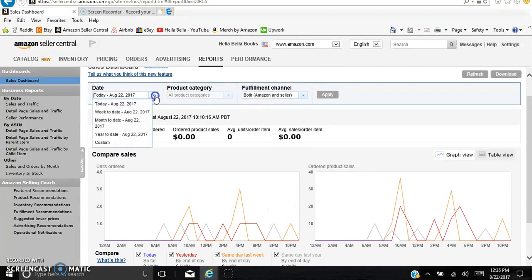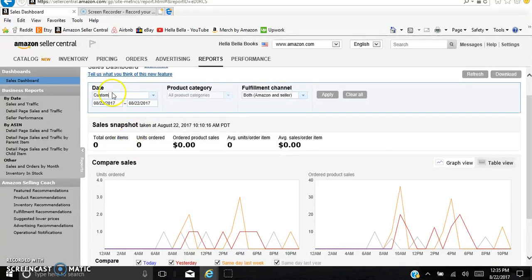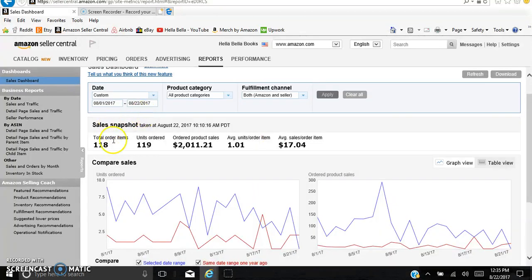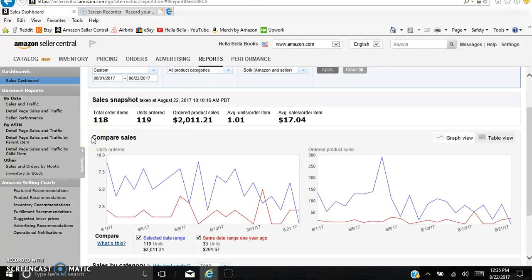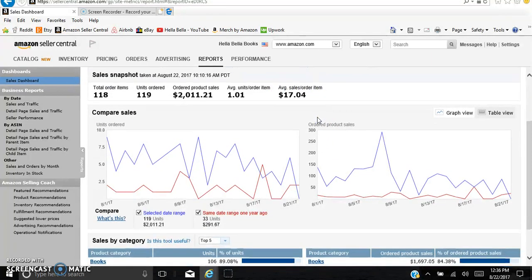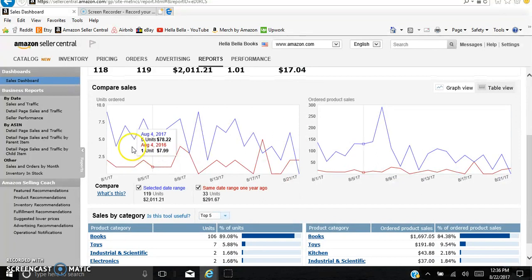So you can choose any date. For this purpose, let's just choose what we've done so far in August. So August 1st through the 22nd. Hit apply, and then it's going to tell you how many items you sold, how much sales you did, and your average sale per order was $17.04. And then you can also set it to tell you how I was doing compared to a year ago.